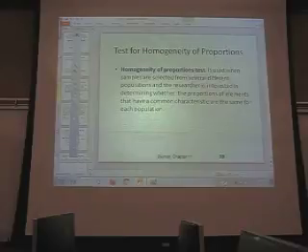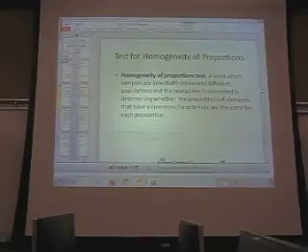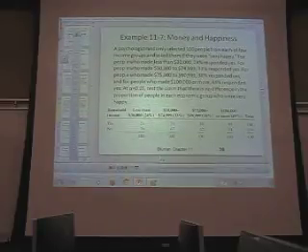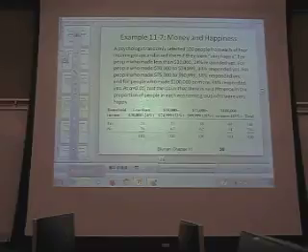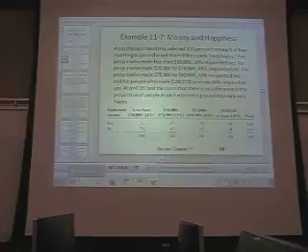Homogeneity of proportions is very similar. It's almost the same. The only difference is the wording. So you wonder whether the proportions are the same. Here is an example of one of those. And let's get a reader. Brady, you want to go read this for us?